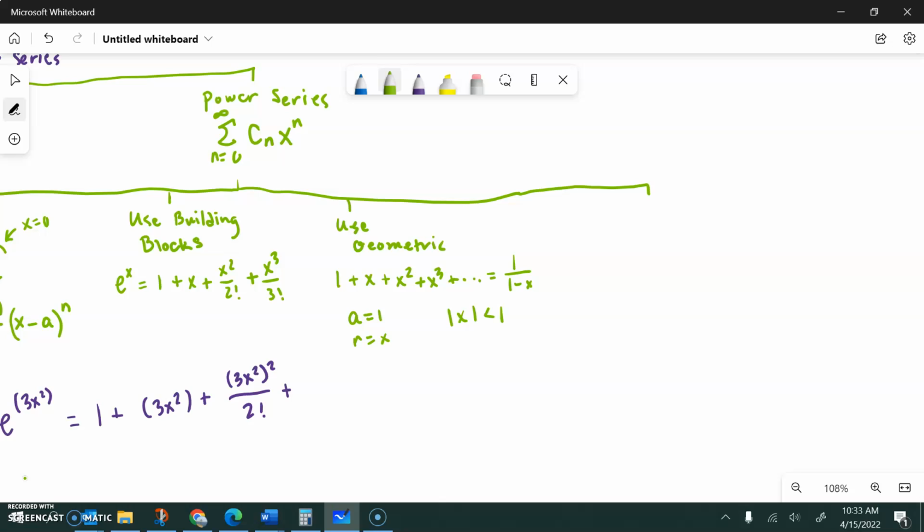The other thing we could do is we could use calculus. We can do term-by-term differentiation and integration.